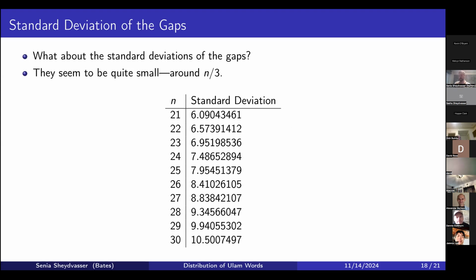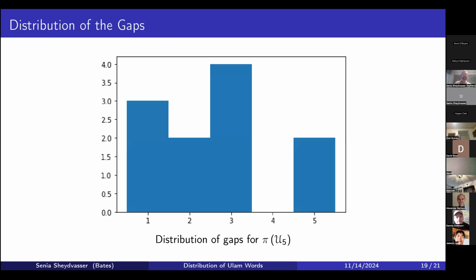So now I invite you to think about this. You know that the average gap is growing. You know that the standard deviations are growing. So picture in your mind what you think this distribution actually looks like when you draw it. Let me show you what it actually is.